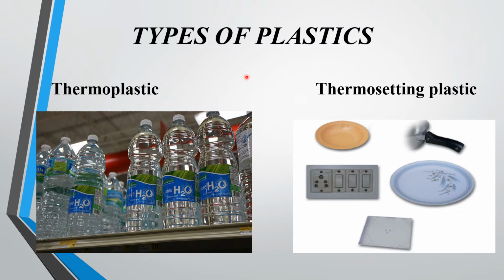Generally, plastics can be classified into two types. One is thermoplastic and the other is thermosetting plastics. So what are thermoplastics? A thermoplastic material is a plastic material that can be melted repeatedly, that is, n number of times by heating, and can be molded again and again, that is, it can be remolded into different shapes. That is called a thermoplastic.